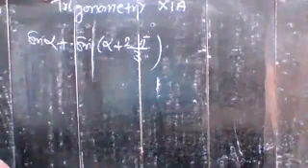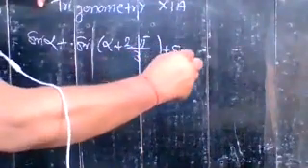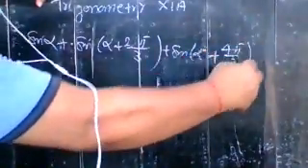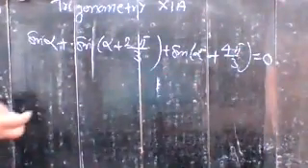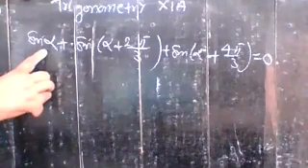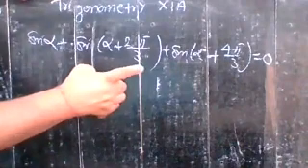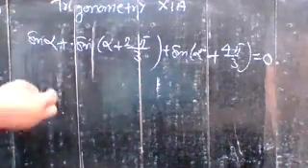Next question. Prove that sine alpha plus sine alpha plus 2 pi by 3 plus sine alpha plus 4 pi by 3 is equal to 0. Here the question is, prove that sine alpha plus sine alpha plus 2 pi by 3 plus sine alpha plus 4 pi by 3 is equal to 0.